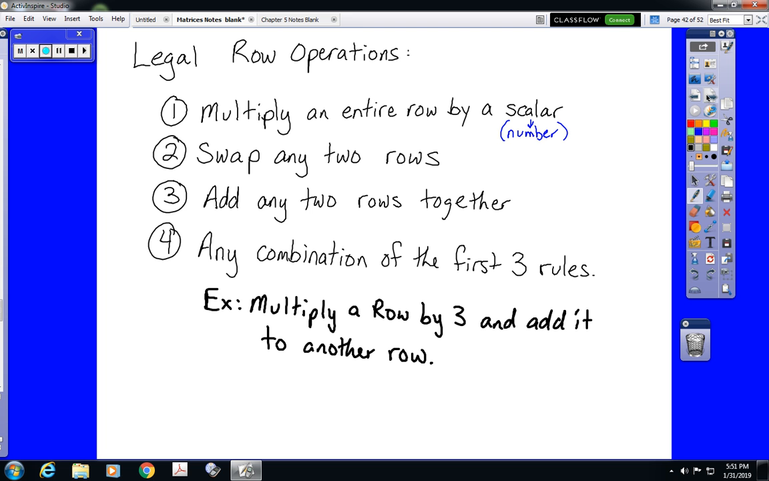Now the 4th rule technically is just a combination of the other 3. You are allowed to do any combination of the first 3 rules. In other words, you could multiply a row by 3 and then add it to another row. That would be a combination of rules 1 and 2.